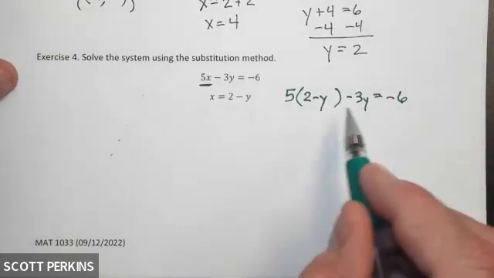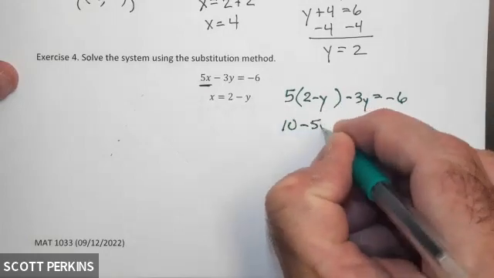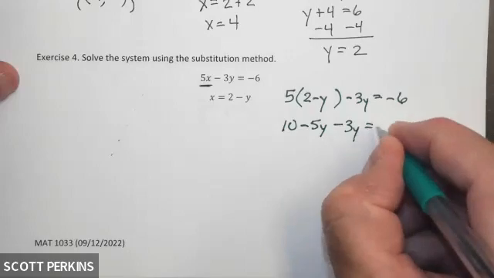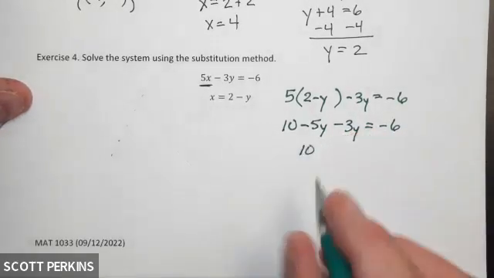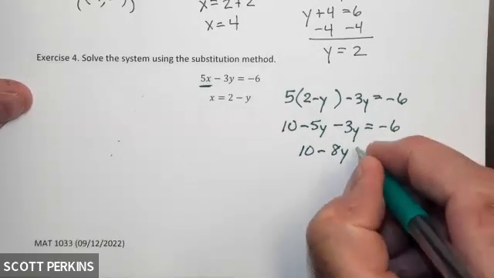And so now I'm going to go ahead and solve this. So I've got 10 minus 5y. That's distributing that 5. Minus 3y is equal to negative 6. And then I have 10, negative 5 minus 3 is negative 8y.